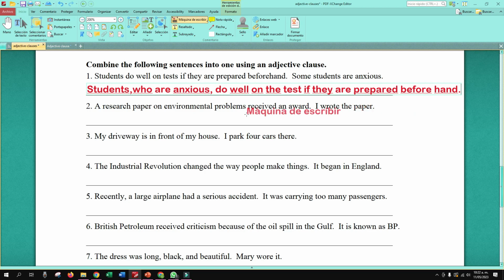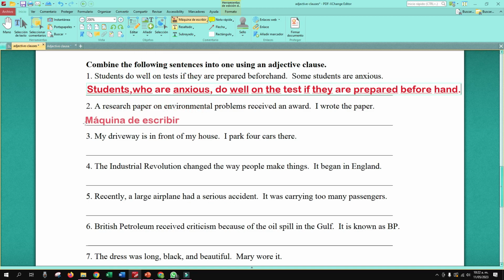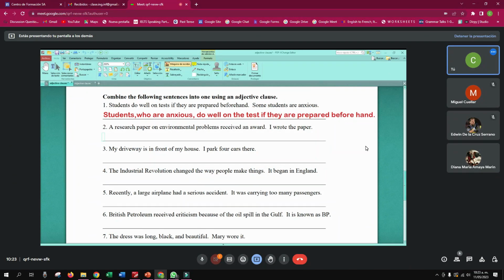So now you're going to combine the following sentences into one using an adjective clause. I guess we're not going to finish, but at least we're going to try. What about number two? What do you think about that one? How will you combine that? A research paper on environmental problems received an award. Or do you need to think about that?